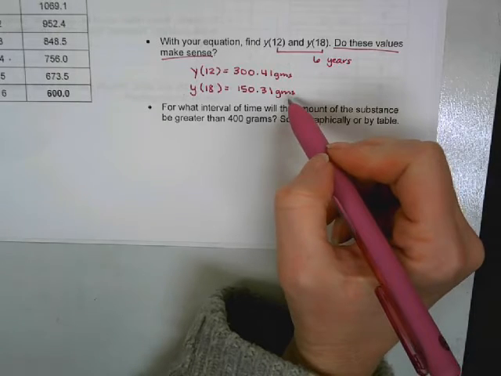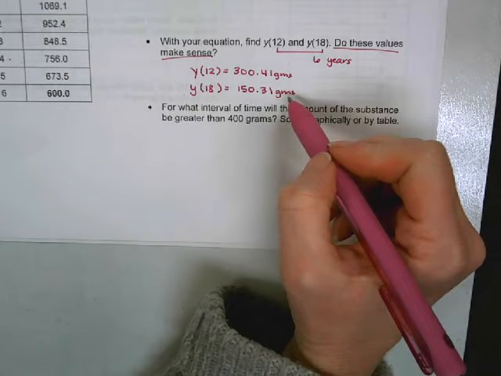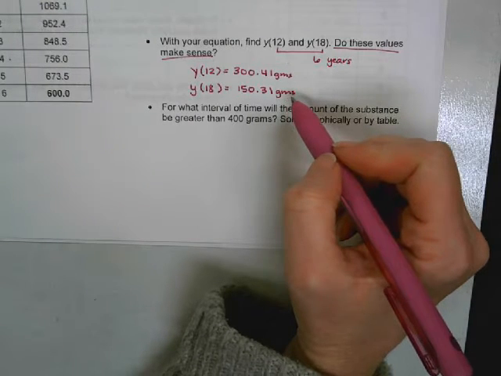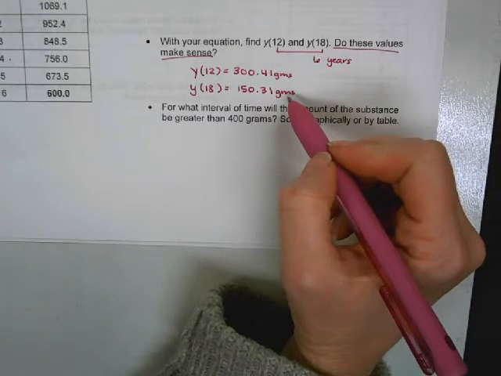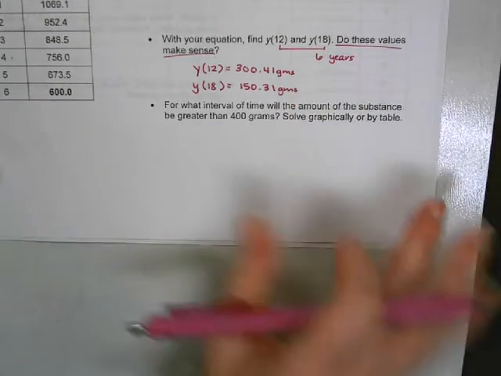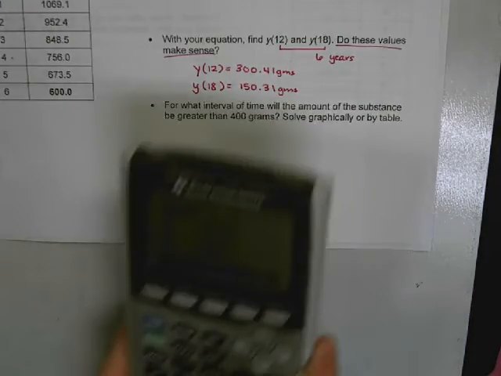Now, without even using your calculator, approximately, what would year 24 be? About how many grams would you expect it to be? Around 75, because it's going to be half again, because it's a 6-year half-life. Okay, so then it asks, what interval of time will the amount of the substance be greater than 400 grams? Solve graphically or by the table. So we're going to solve this one graphically.